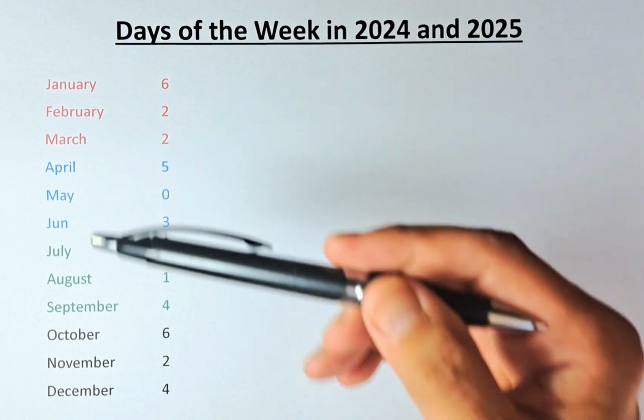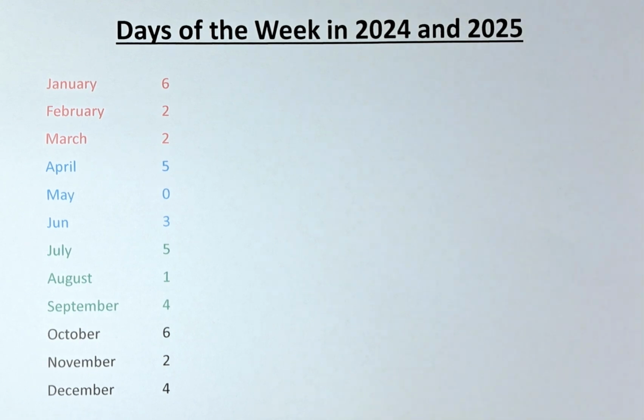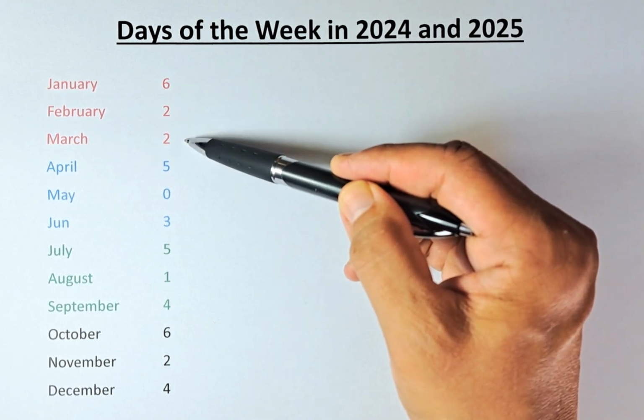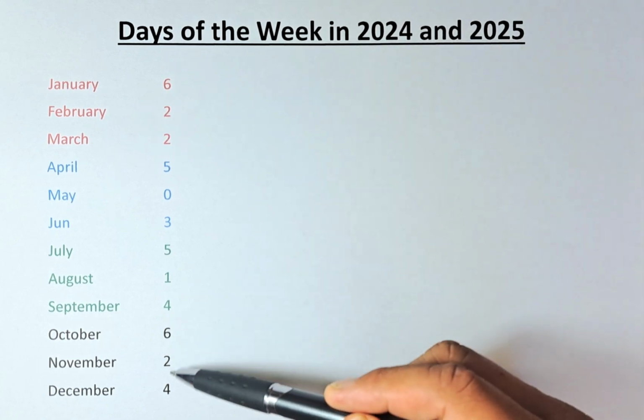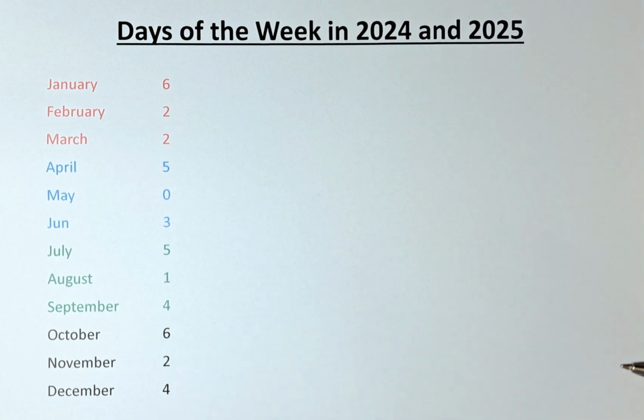We divide the months into 4 different colors. January to March is red, April to June is blue, July to September is green, and October to December is black. To remember, it's quite easy. You start with 6 to 2 for the first 3 months, and 6 to 4 for the last 3 months.